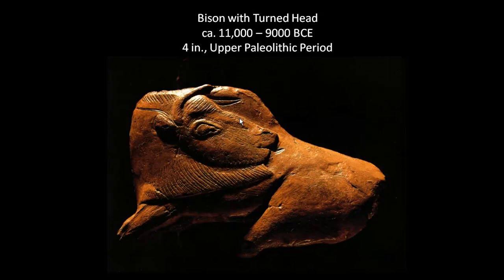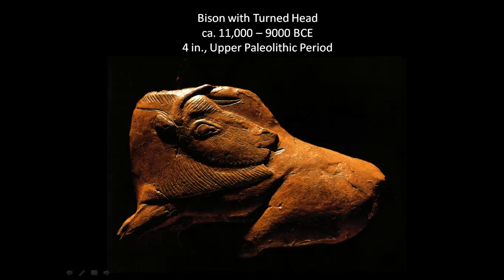Bison with a turned head. This is a great little sculpture, 4 inches, so super mini, and we can see that it's small scale, so that the person who possessed this sculpture could take it with them. Now, this sculpture is from a reindeer horn, which explains why it's so tiny as well, because obviously horns don't yield a ton of material.